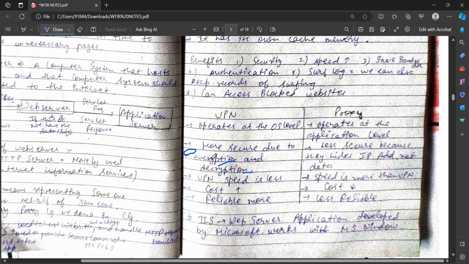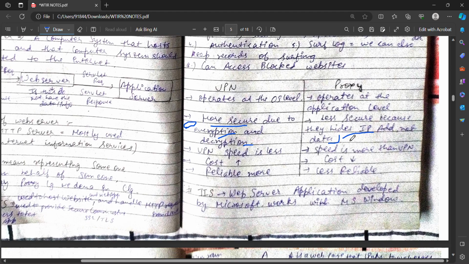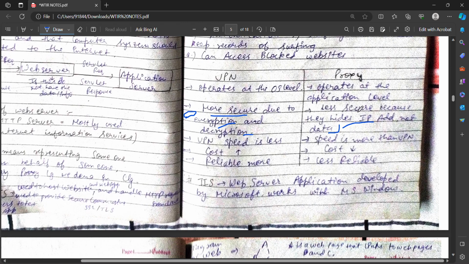So basically VPN provides us more security due to encryption and decryption. But in case of a proxy server, there is no kind of encryption or decryption. They are basically less secure, you can say, because they only hide the IP address. Okay, so they are only hiding the IP address, not data. So you can see this point, this is a very important point.